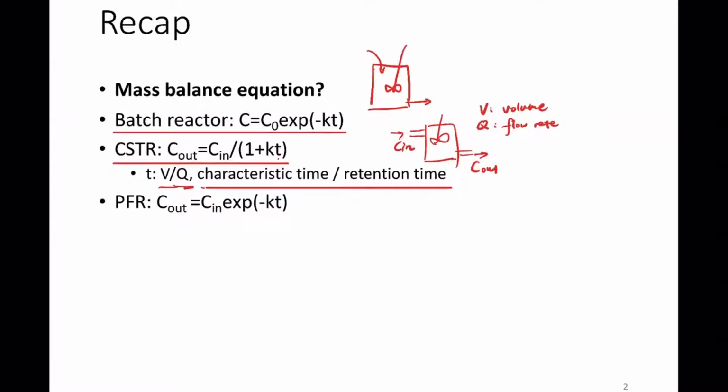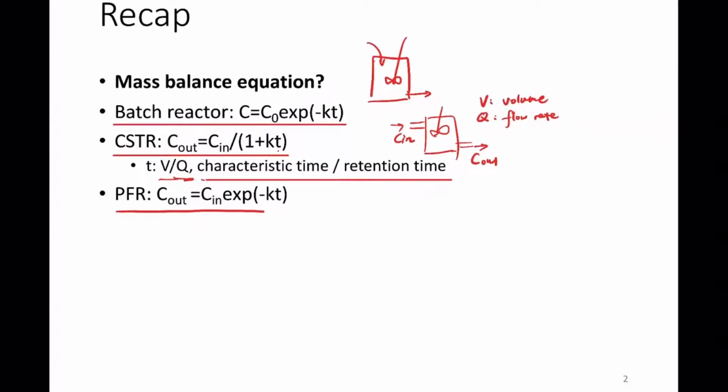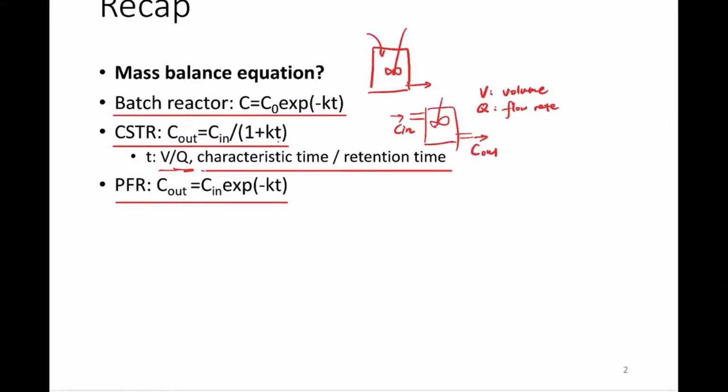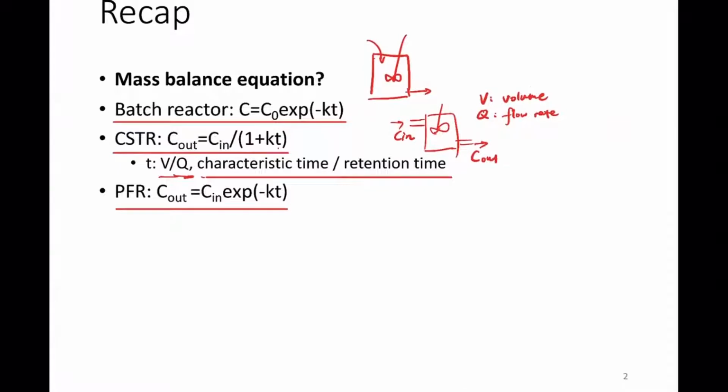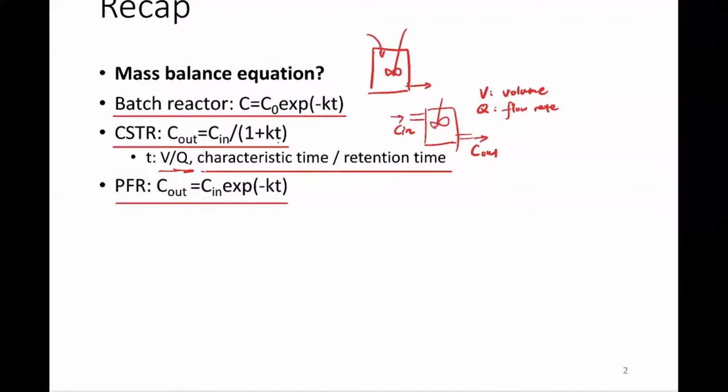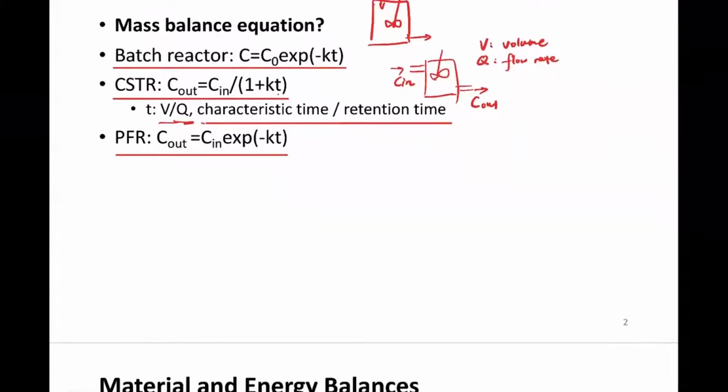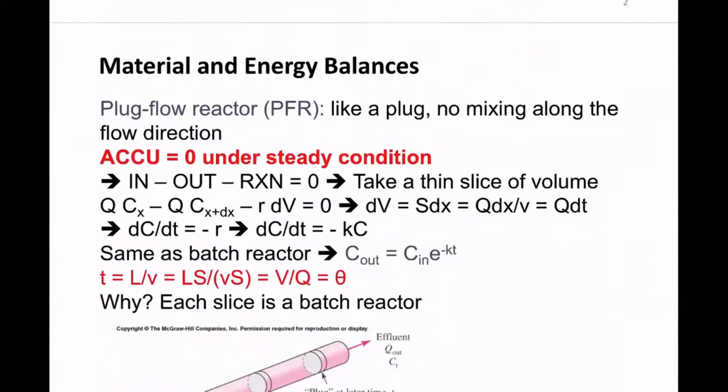Finally, about the PFR, the plug flow reactor, we showed briefly that the concentration at the outlet is very similar to the batch reactor. It also decreases exponentially. In terms of deriving this, we just quickly went over it, so maybe we can start from the PFR.